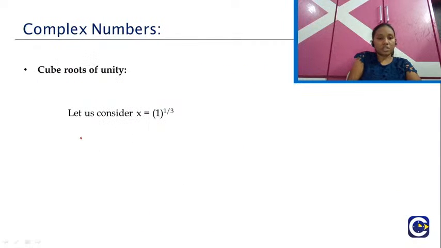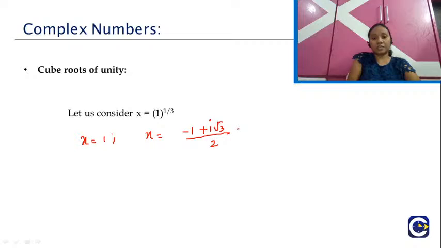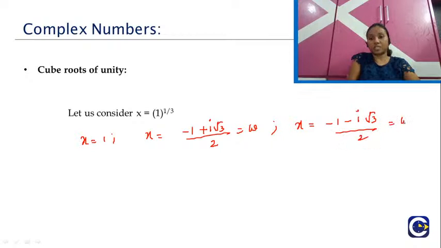So I am having x is equal to 1, and the other is x equal to minus 1 plus i root 3 by 2, which I will be representing with omega, and the other one is x is equal to minus 1 minus i root 3 by 2, which I am going to represent with omega square. Right, so this omega, if we square it, we will be having our other root. So that is nothing but, let's give it a try. If you want, you can check it.